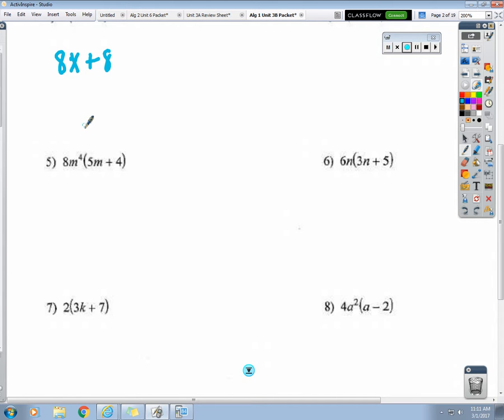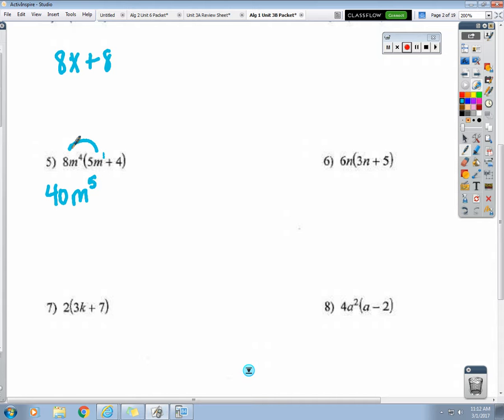Number 5. Okay, watch. If this is an m to the 4th, this is an m to the 1st, okay? So when I distribute 8m to the 4th times 5m to the 1st, first, just worry about the numbers. What's 8 times 5? 40. And what's m to the 4th times m to the 1st? M to the 5th. Whenever you multiply letters or variables that are the same, you add their exponents. So 4 plus 1 is 5.